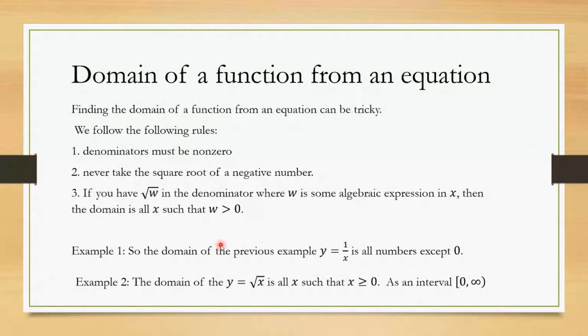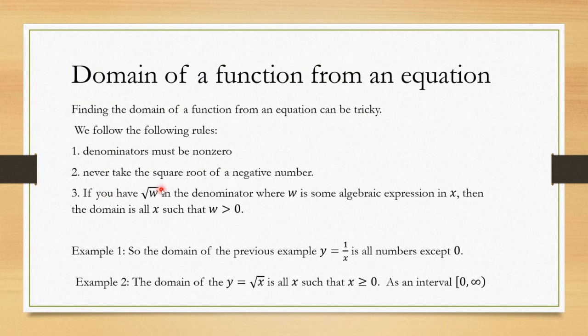Let me just say that if you have 1 over something, you just want to make sure that denominator is never 0. So the domain would be everything such that the denominator is not 0. You never take the square root of a negative. Again, we're not looking at complex numbers, so we don't take the square root of a negative number.